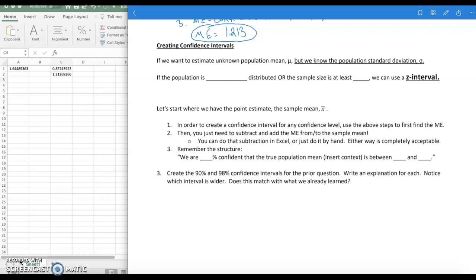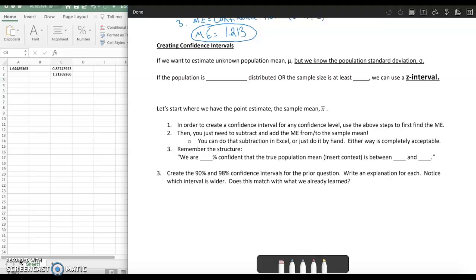And in the first scenario, we know the population standard deviation sigma. So we're given that bit of information. If the population is normally distributed, or the sample size is at least 30, we can use a z-interval. We're going to start where we have the point estimate, the sample mean x bar. Okay, so we've taken a sample and we've got our sample mean.